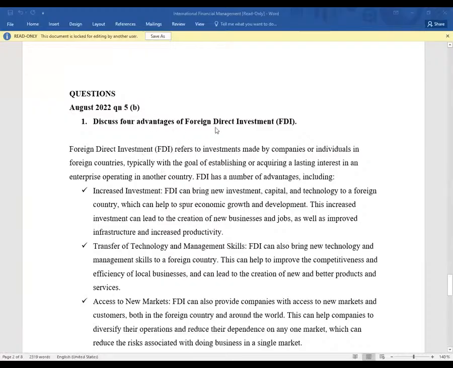Discuss four advantages of foreign direct investment, FDI. Foreign direct investment refers to investments made by companies or individuals in foreign countries, typically with the goal of establishing or acquiring a lasting interest in an enterprise operating in another country. FDI has a number of advantages, including increased investment in a country.